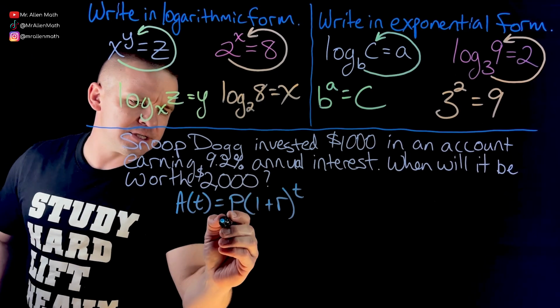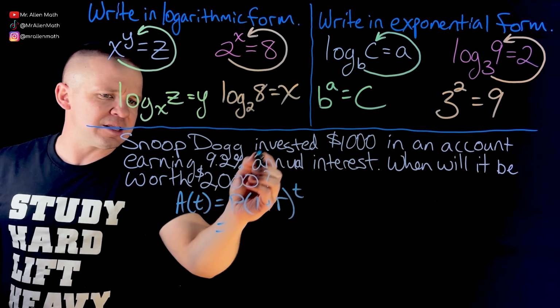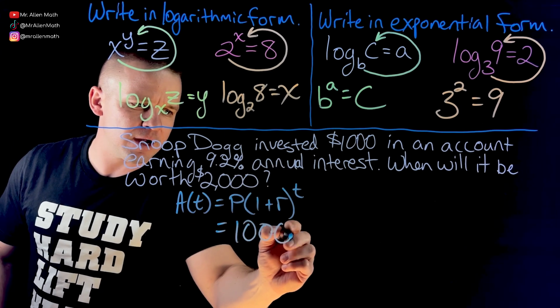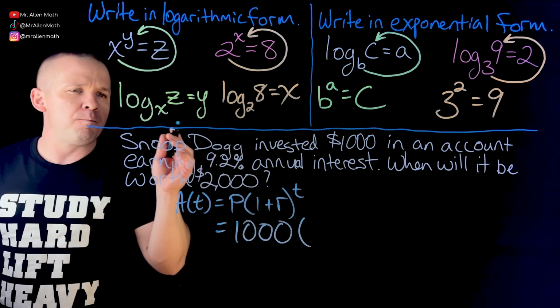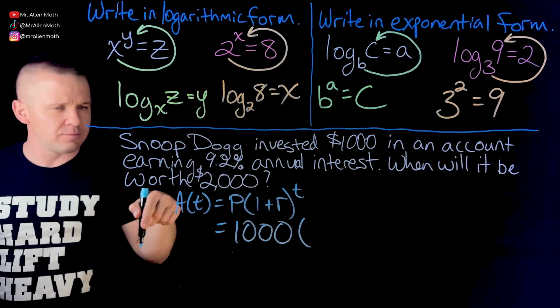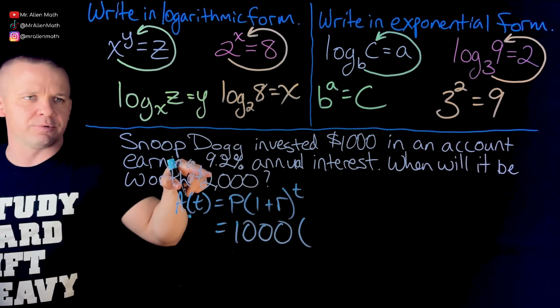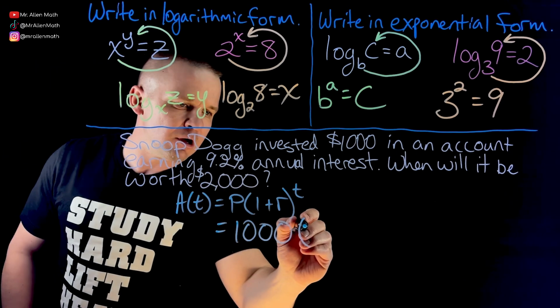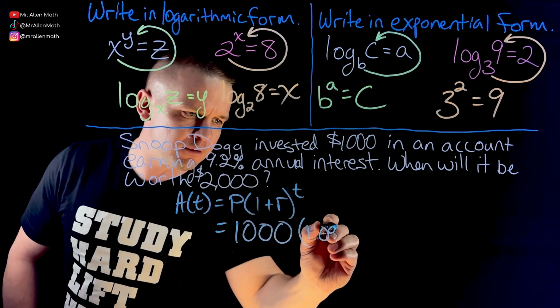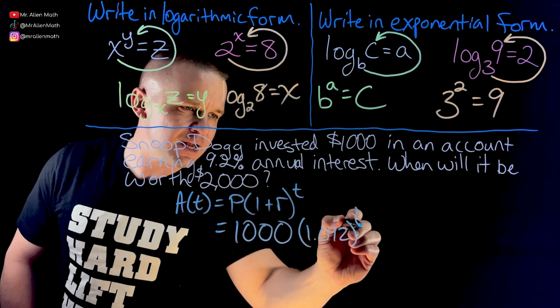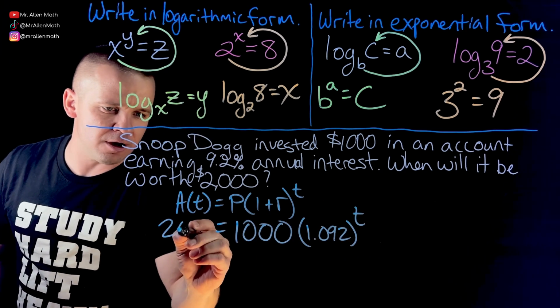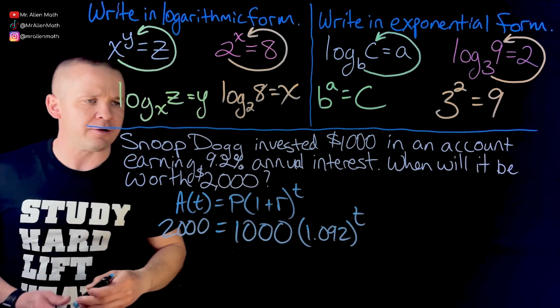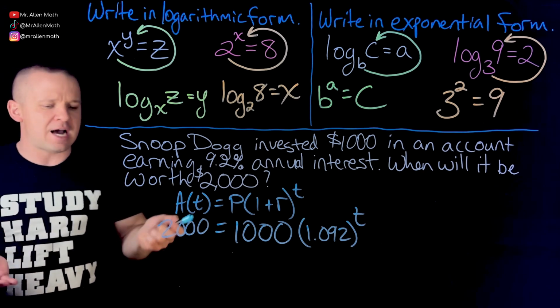So let's put our numbers that we know here. I've got P is 1,000. That's what he invested, our principal, right? And then we have 9.2% as a decimal, which is 0.092. So I'll have 1 plus that, or 1.092. That's my base, and I don't know the time, but I do know that we want it to be worth $2,000. So is there a way to figure this out?